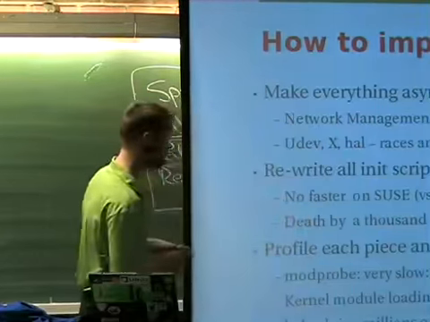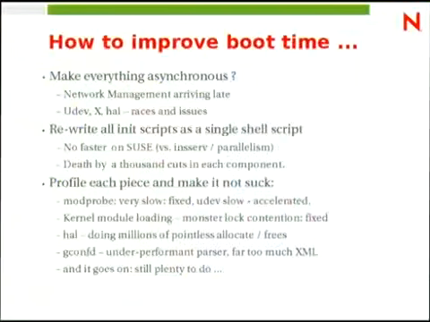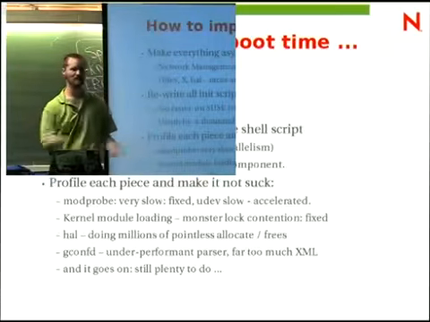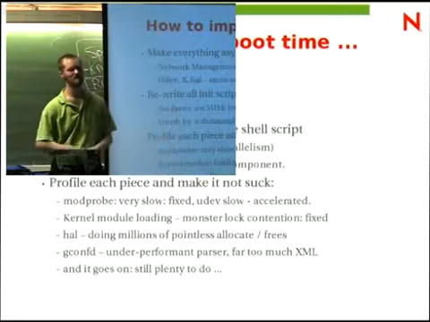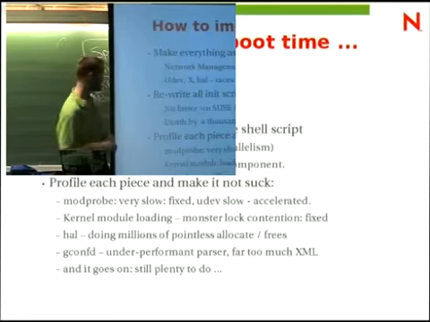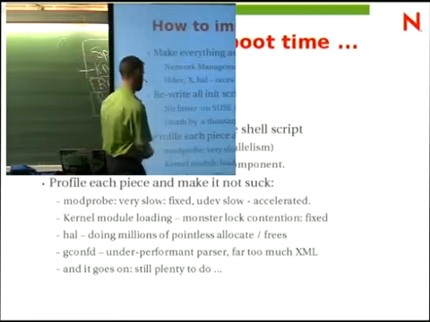So modprobe was very slow. There was some big silly caching. I think Red Hat fixed that. udev was also pretty slow. I think Kay Sievers at SUSE fixed that. Kernel module loading took some kind of monster lock that stopped anything happening. So you could load lots of modules in parallel, of course, until you actually wanted to load the module, and then they would all kind of serialize. I think.